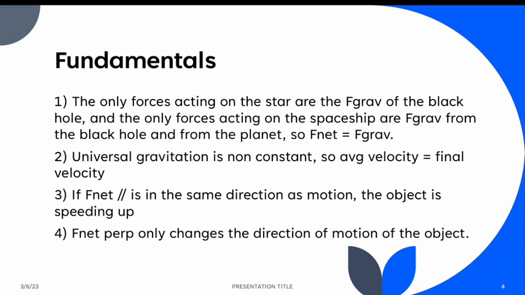We also know that the universal gravitational constant is non-constant, so the average velocity equals the final velocity. And if the parallel net force is in the same direction as its motion, the object is speeding up. If not, it's slowing down. Also, the perpendicular net force only changes the direction of the motion of the object.